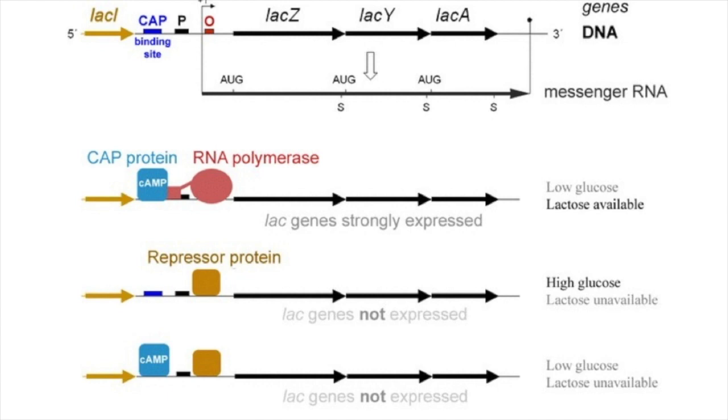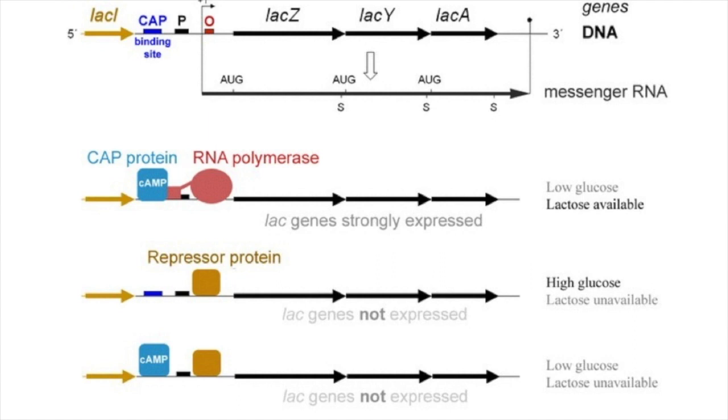If in the second example we have high glucose, we don't need to make anything. Lactose is unavailable. Well, it's a good thing we don't need to make anything, because we don't have anything to digest to make glucose. So the repressor protein is on the operator, and there's no CAP-cAMP on the promoter. If we have low glucose, that means we're hungry. And there's no lactose. Bummer is, looks like we're going to stay hungry for a while as bacteria.